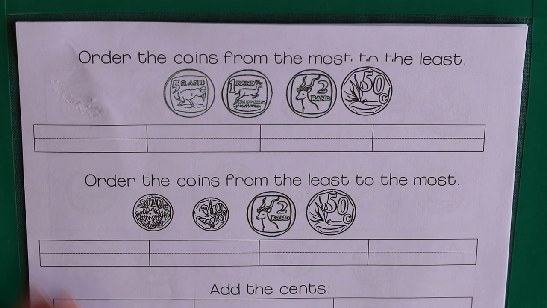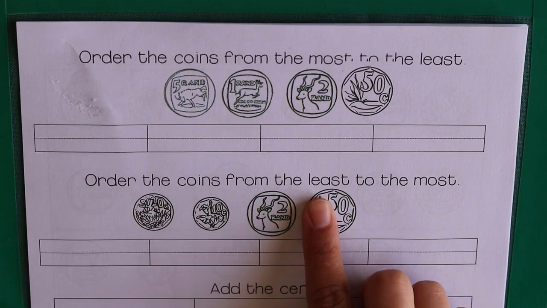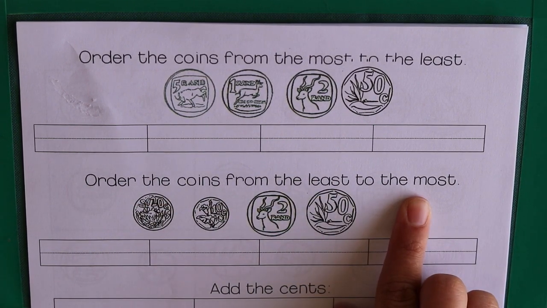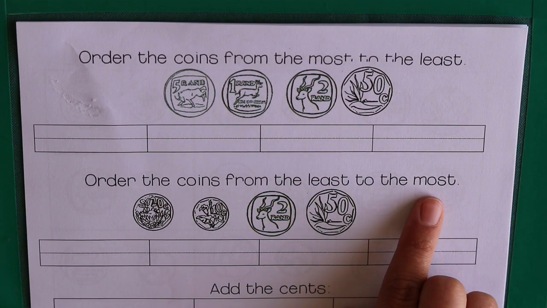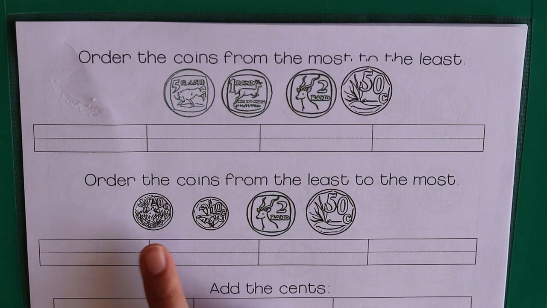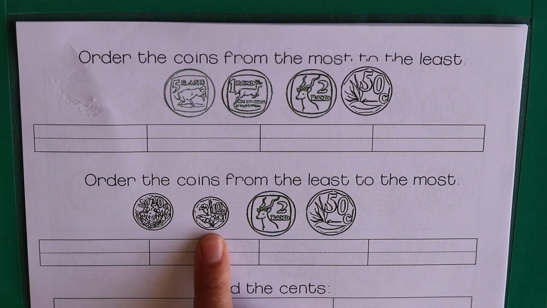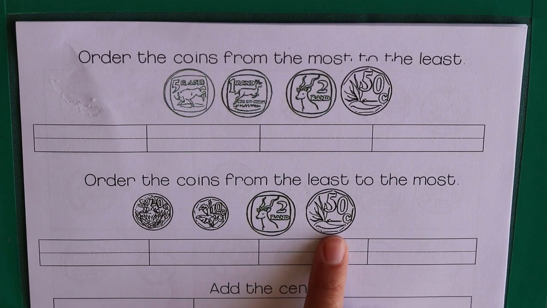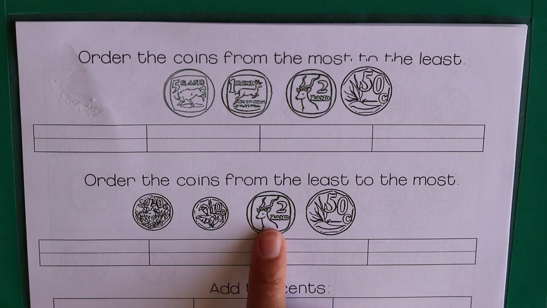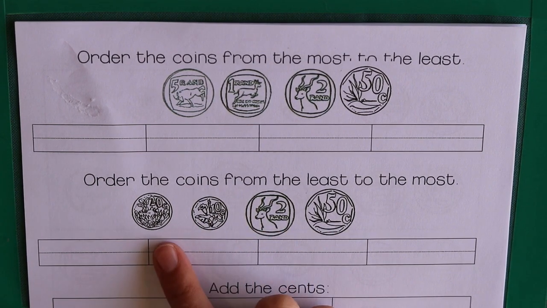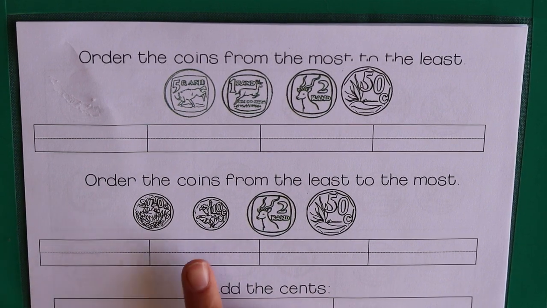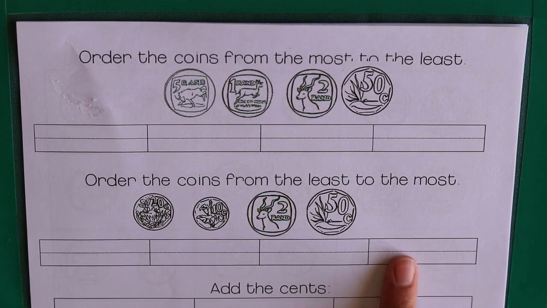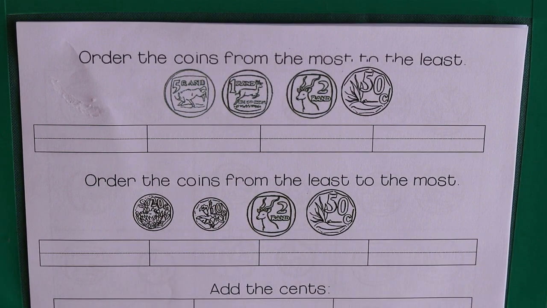Then the next one, order the coins from the least to the most. So this time they want it from smallest to biggest. So again, look at your money. You've got a 20-cent coin, a 10-cent coin, a 2 rand and a 50-cent coin. Again, the cents would be smaller than the rand. So look between the cents, which is the least, which is the smallest amount of money. You write it first and you go on, and your biggest one will be at the end.